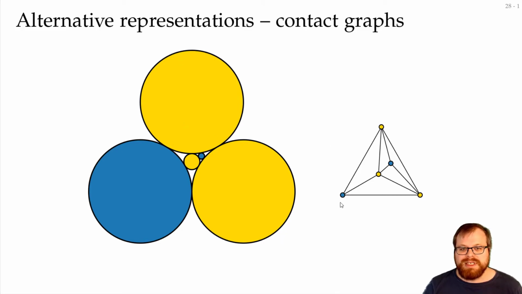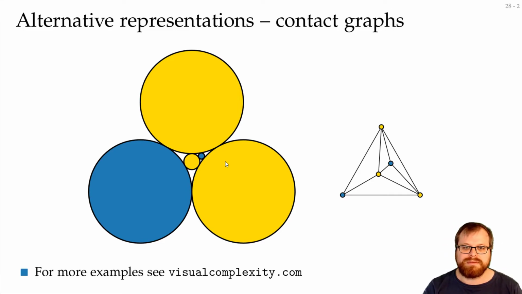For example, here we flip it around. Instead of having a point for every vertex and a segment for every edge, we just make a circle for every vertex, and we have an edge if and only if they touch. This is a so-called contact representation. We will talk about this later in the course, I think in lecture 10 or something. If you want to see more examples, you can go to visualcomplexity.com.